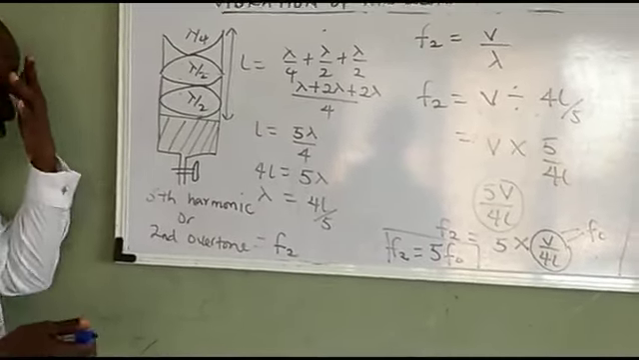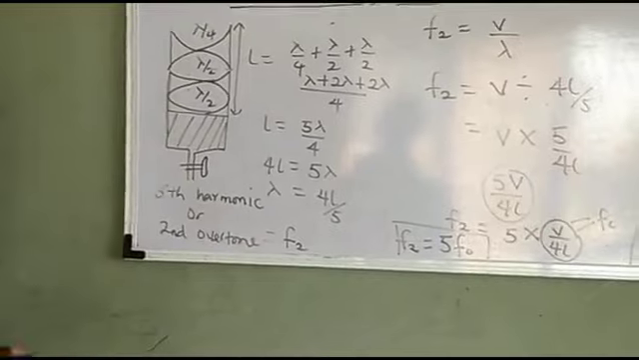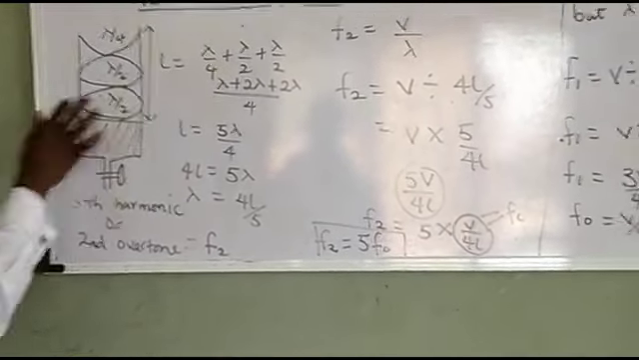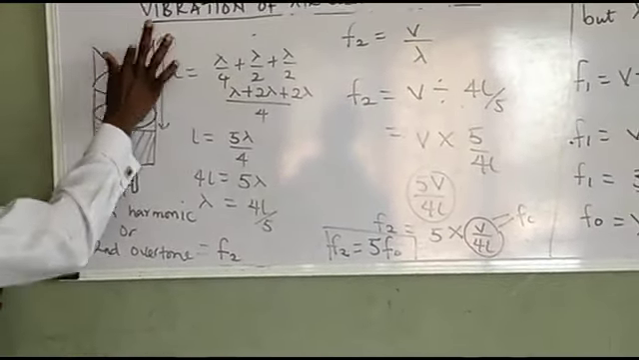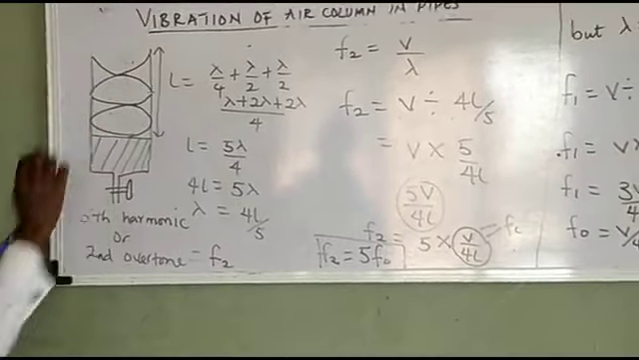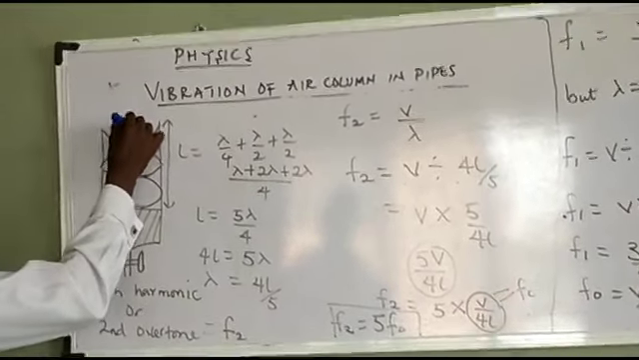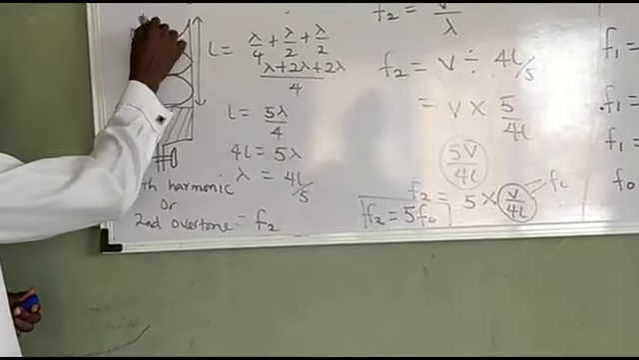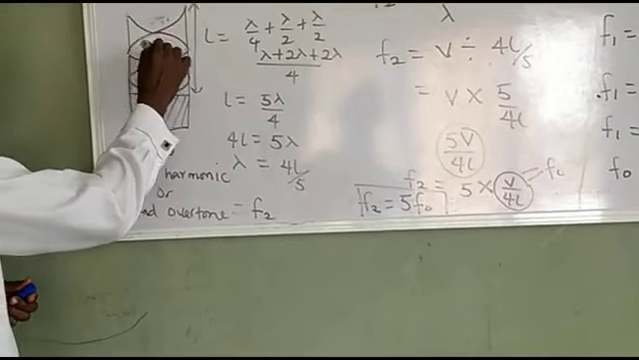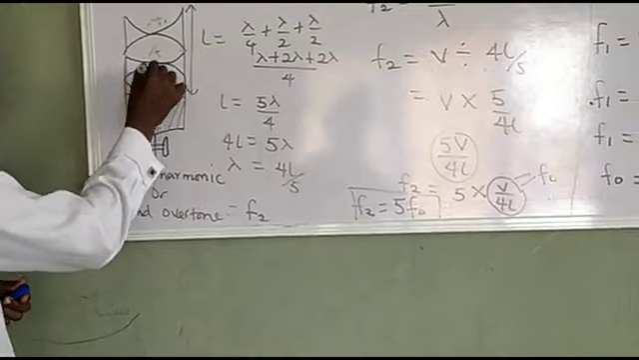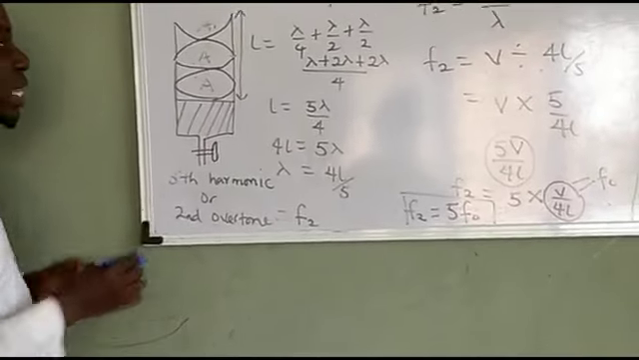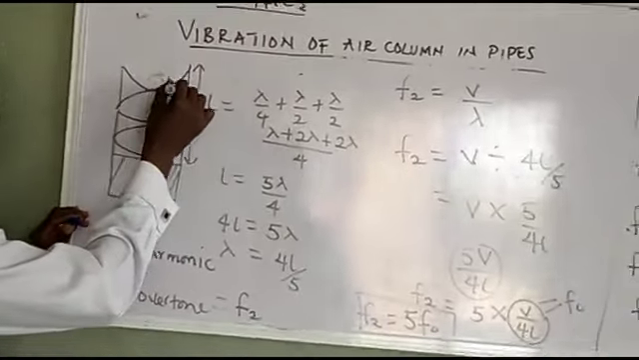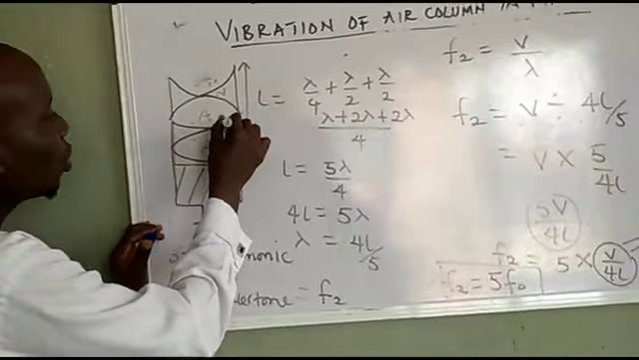The next thing I want to also tell you on the closed pipe is that this wide open end is called an antinode. What do I call it? An antinode. This wide open end is called an antinode. This is another antinode. This is another antinode. Then this junction is called a node.